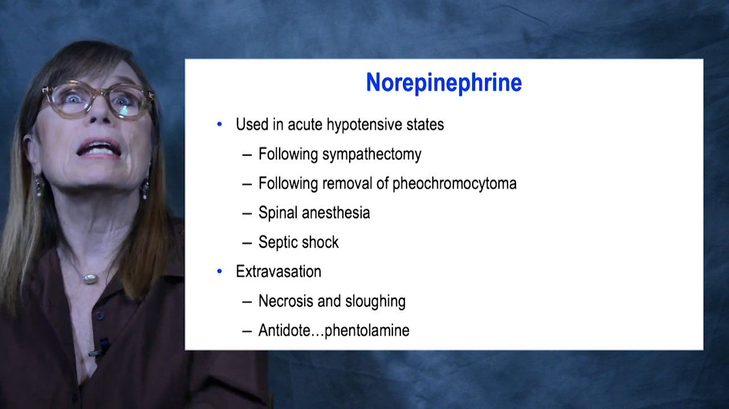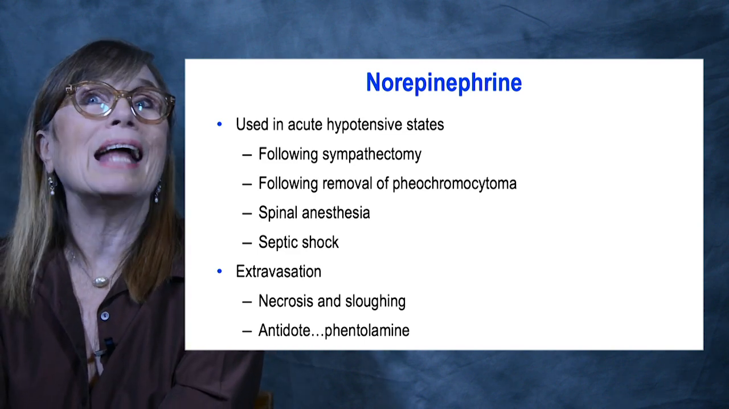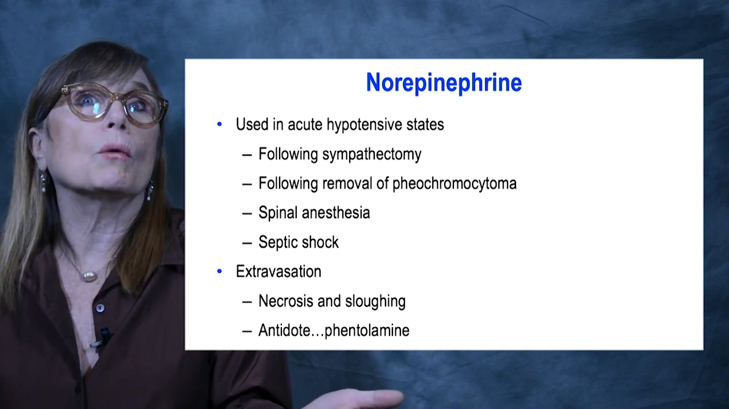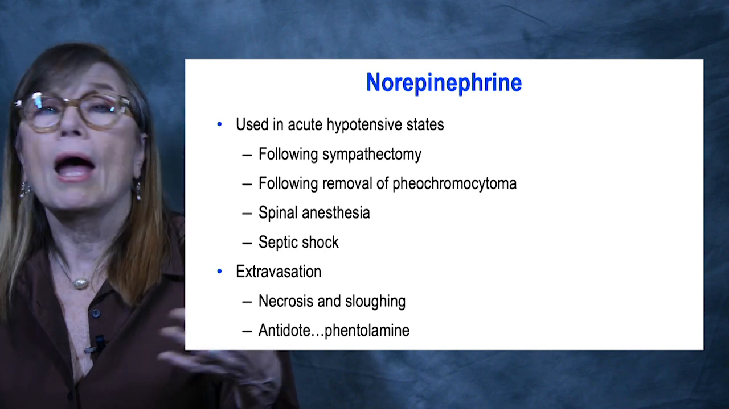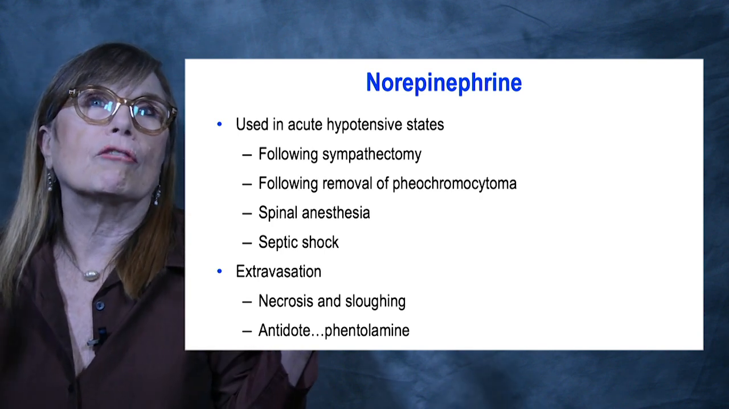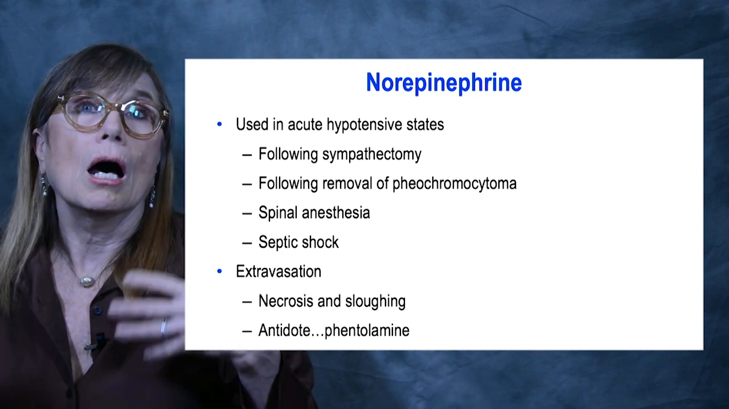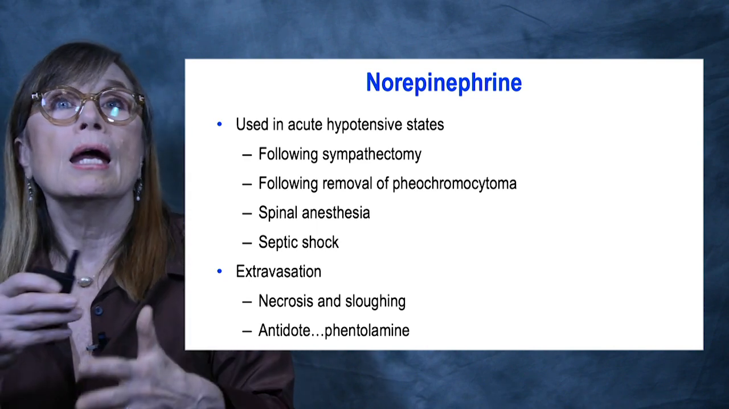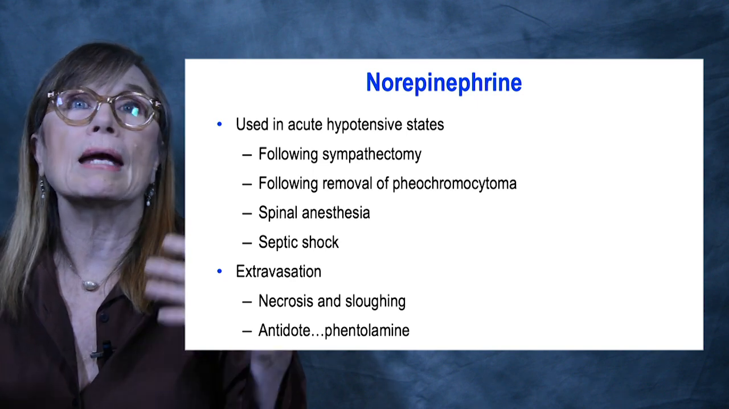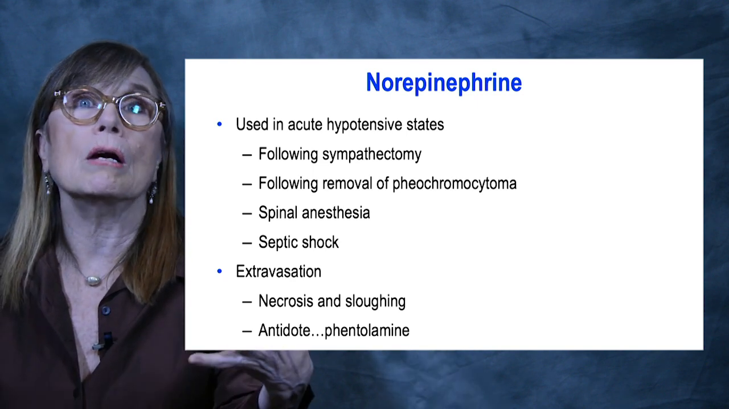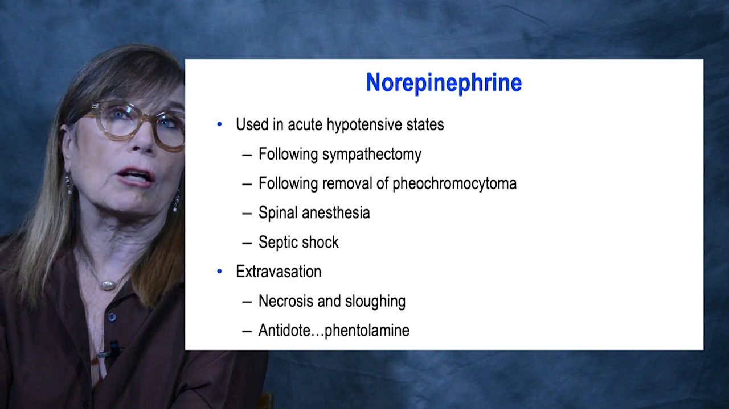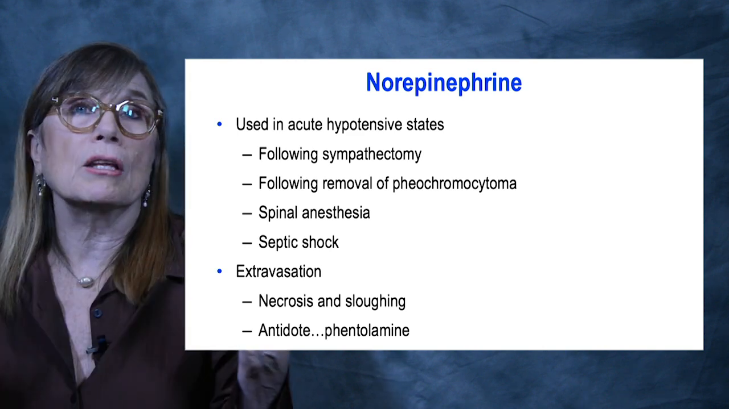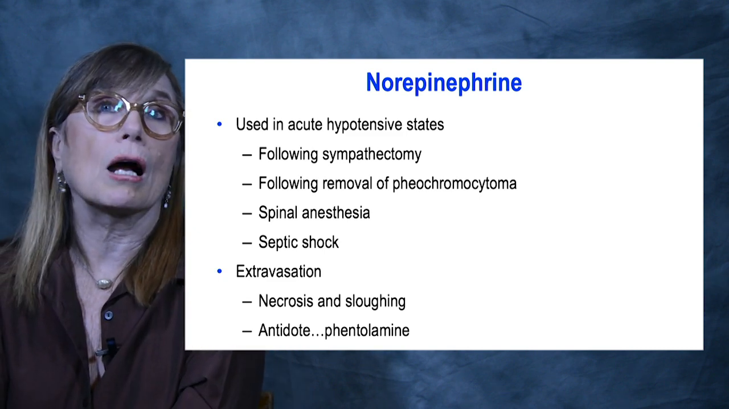Now, norepinephrine is a primary drug that is used in any type of acute hypotensive state. So we'll use it with cardiogenic shock, septic shock, after spinal anesthesia, if we've removed a catecholamine-secreting tumor like a pheochromocytoma, if there's been any sympathectomy, if it's because of spinal cord injury or any removal of sympathetic nerve, we will use norepinephrine. For us, it's most common in the ICU in any patient who has significant hypotension.